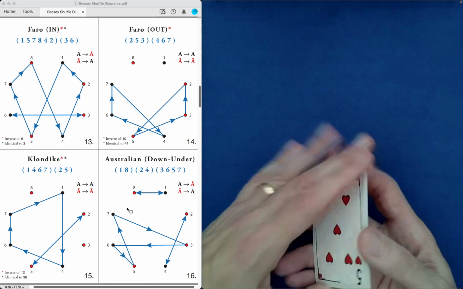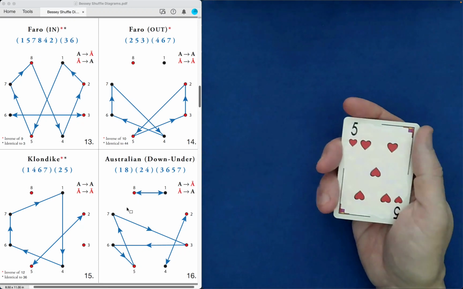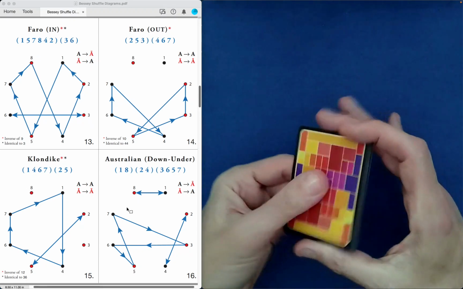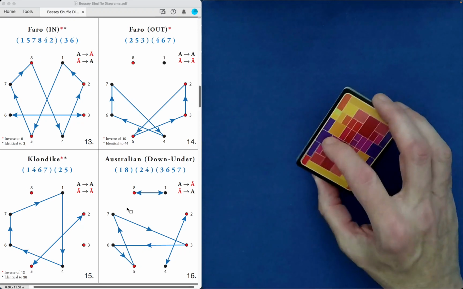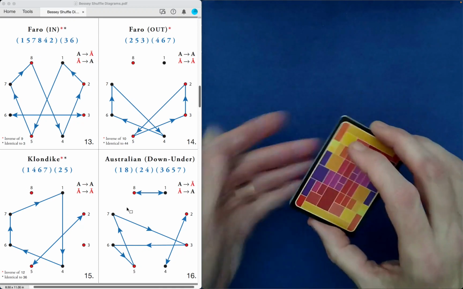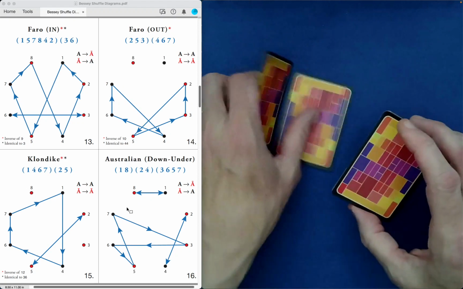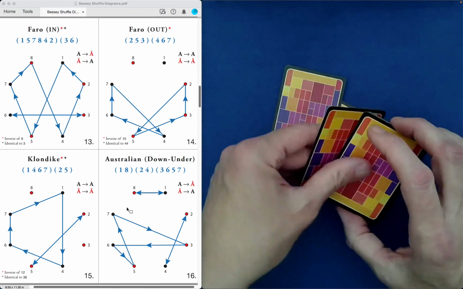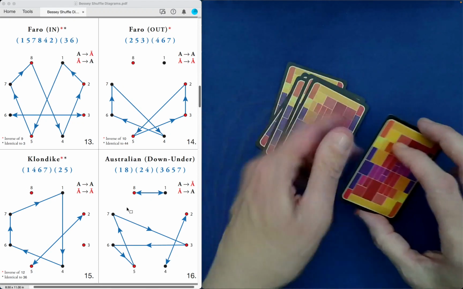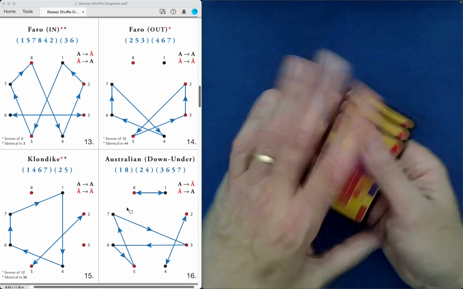Okay, what else would you like to perform? A Klondike next. Okay. Oh, sorry, I didn't even notice I had them face up. Sorry about that. I was looking at my diagram. So Klondike next. Okay, so take the top and bottom cards off as one. Sorry, I'm being kind of sloppy today. Okay, so that's the Klondike.